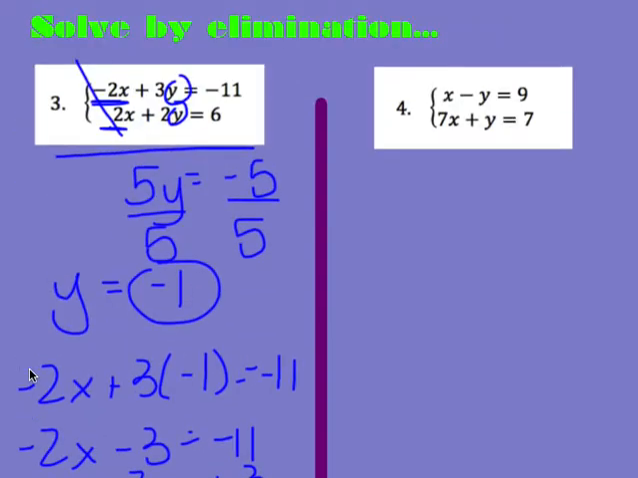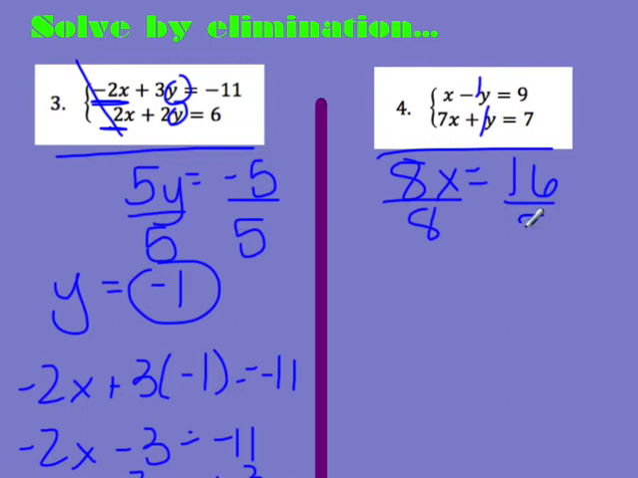Now let's take a look at number 4. So for number 4, again, my y's have the same number, but opposite sign on the outside. So again, I'm ready to use elimination, and I can go ahead and add down the columns. X plus 7x is going to give me 8x. My y's cancel out, and 9 plus 7 is going to give me 16.